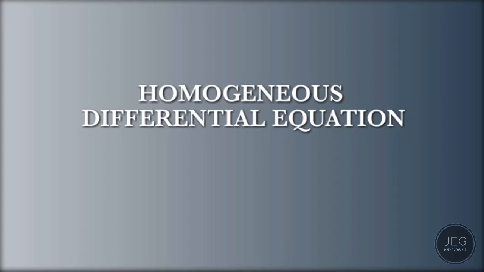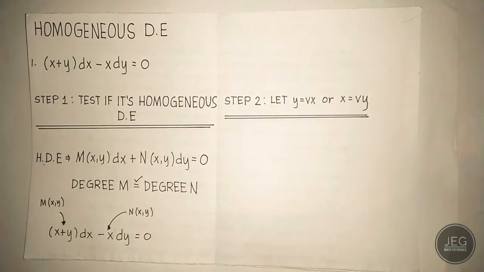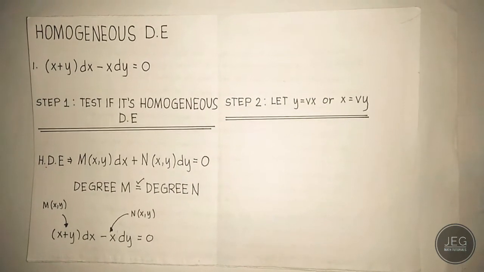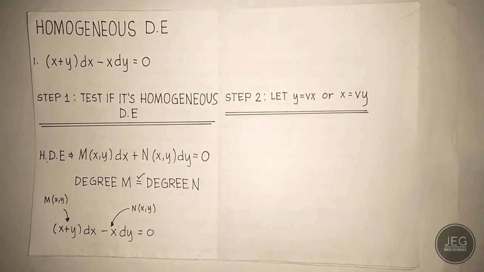Today's video is about the steps in solving homogeneous differential equation. So let's have our first example. The quantity of x plus y times dx minus x dy is equals to 0.